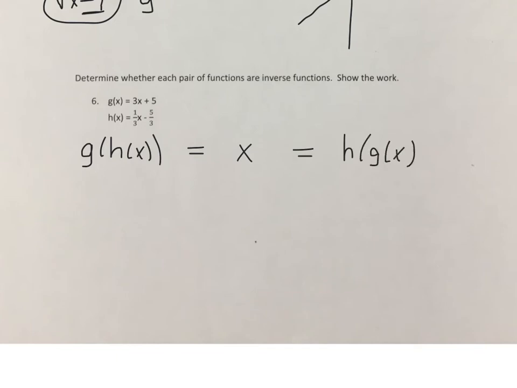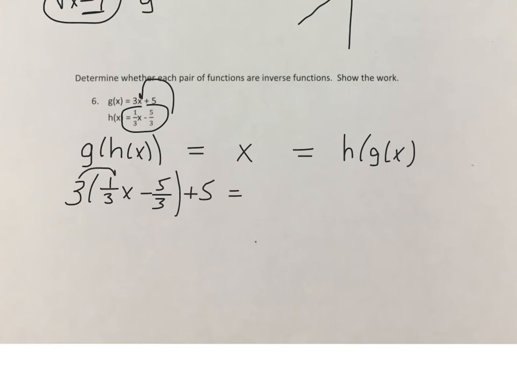So to show that, g of h of x means I'm going to put h of x into g. And if I do that, I'd have 3 times 1/3 x minus 5/3 plus 5. If I distribute this 3, I would have x minus 5, because the 3's cancel, plus 5. The minus 5 plus 5 would cancel, and I'm left with x, which is what I want to see happen.